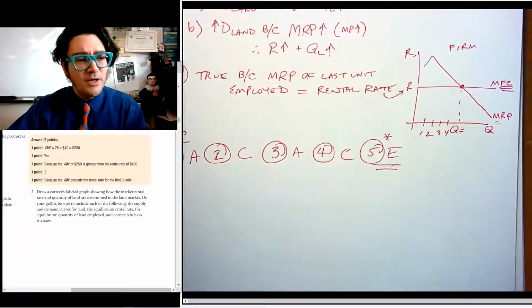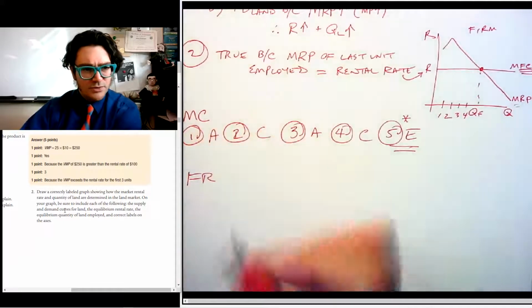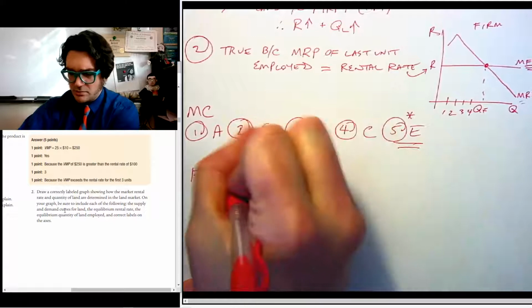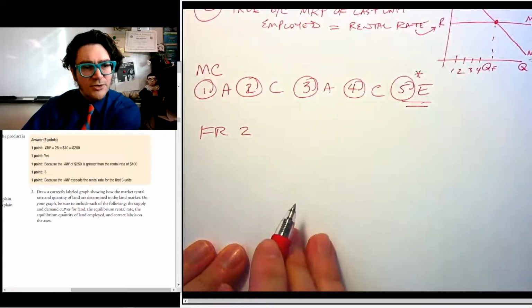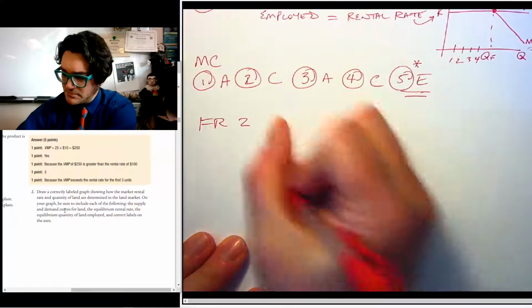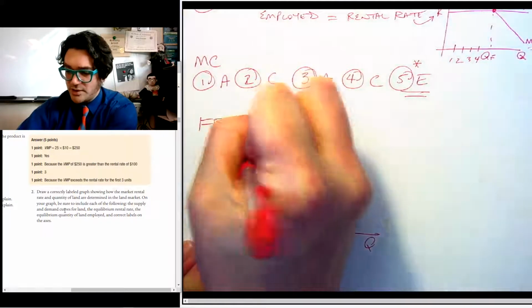Oh, excuse me. Number 2, draw a correctly labeled graph showing the market rental rate and quantity of land determined in the land market. Okay, a lot of work. I think they use market 5 times. Include the following: supply and demand curves for land, the equilibrium rental rate, quantity of land, correct labels on the axes. Okay. There, quantity, rental rate.